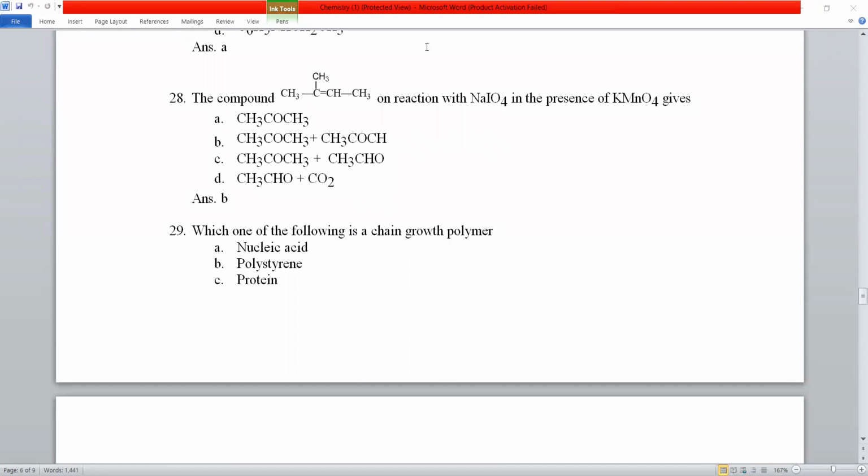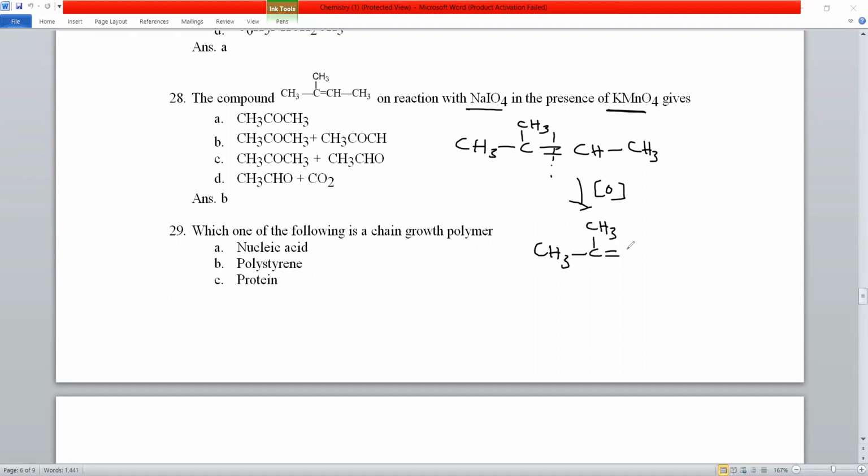Right, question: the compound on reaction with OsO4, sodium peroxide, and KMnO4. Strong oxidizing agent, right? So what will happen here? A strong oxidizing agent on treatment with an alkene will break the double bond. Oxidation is taking place, strong oxidation. So we take CH3, CH3, double bond O, a ketone, and this carbon is converted into COOH.